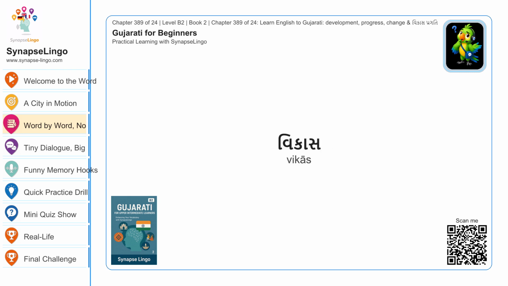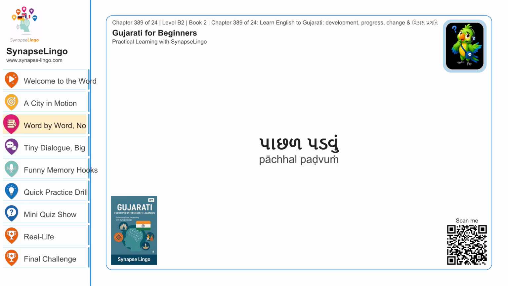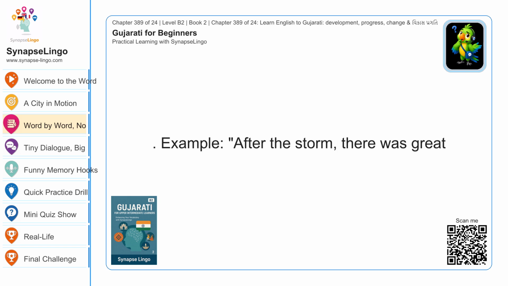Development is વિકાસ. Example: The city needs rapid વિકાસ. Progress is પ્રગતિ. Example: Small steps bring પ્રગતિ. Setback is પાછળ પડવું. Example: This mistake is only a temporary પાછળ પડવું. Change is ફેરફાર. Example: A small ફેરફાર can help a lot. Upheaval is ઉથલપાથલ. Example: After the storm, there was great ઉથલપાથલ in the village.